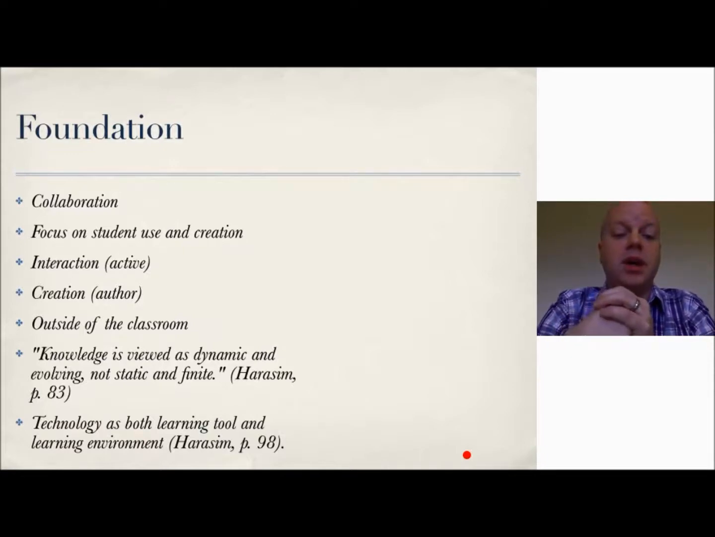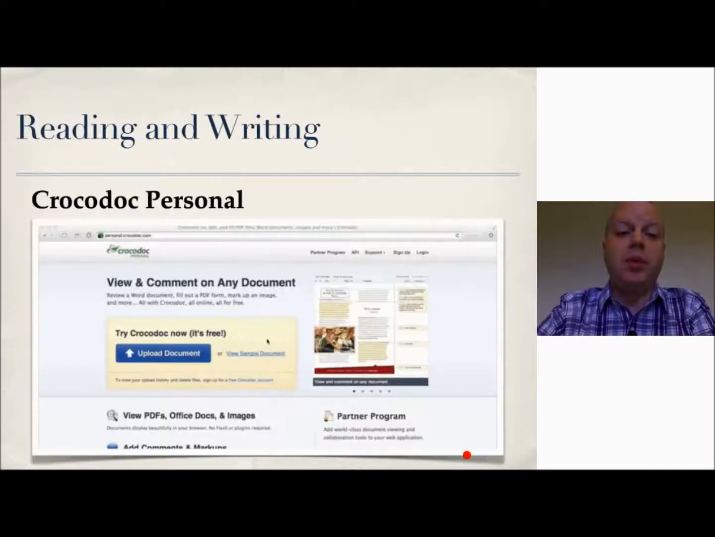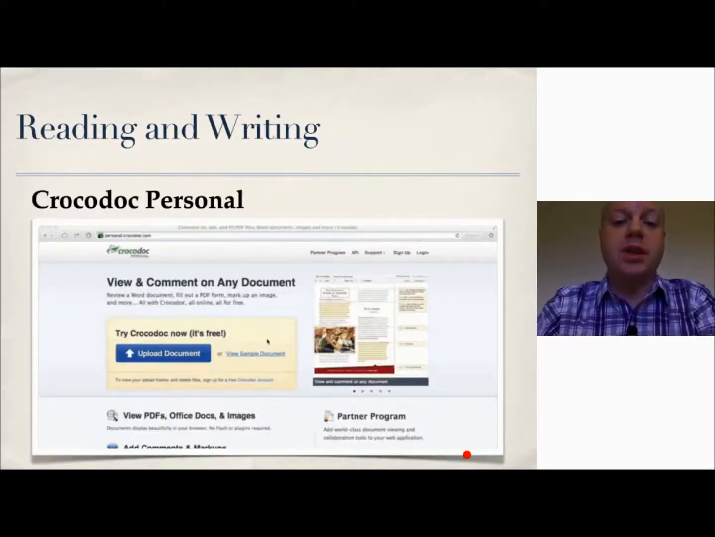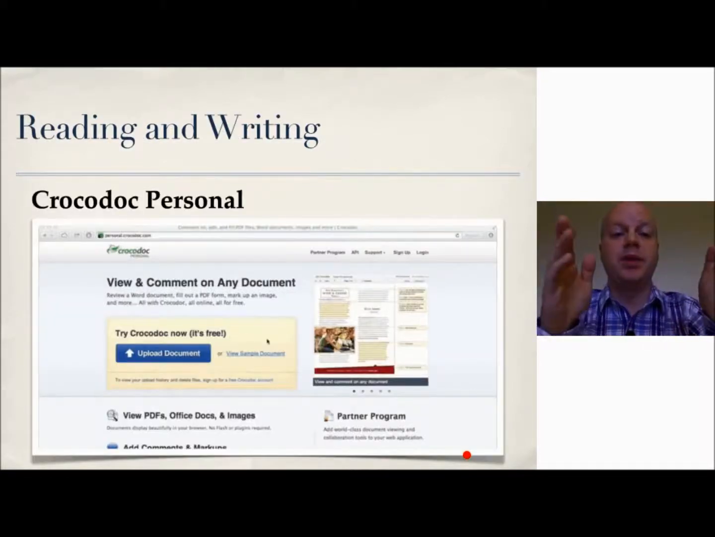So I have a couple quotes here. One is from Harrison. It's a book on e-learning, Technology in the 21st Century, and Harrison's actually from, I believe, BC, from SFU. And she has this: knowledge is viewed as dynamic and evolving, not static and finite. And that's really what we want to focus on today. And technology is both a learning tool and a learning environment.